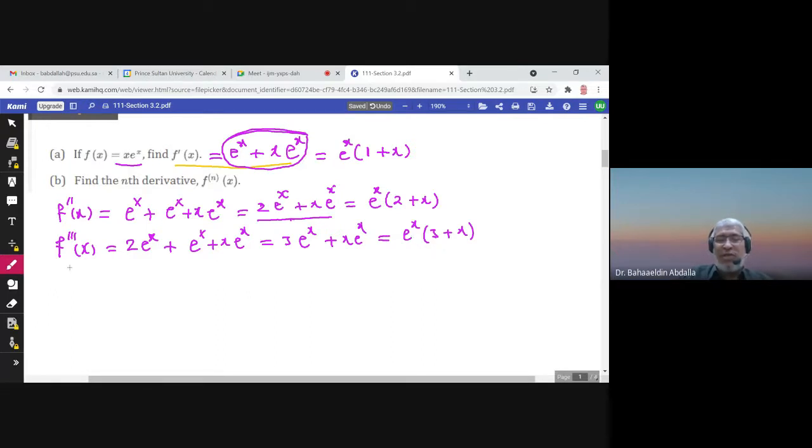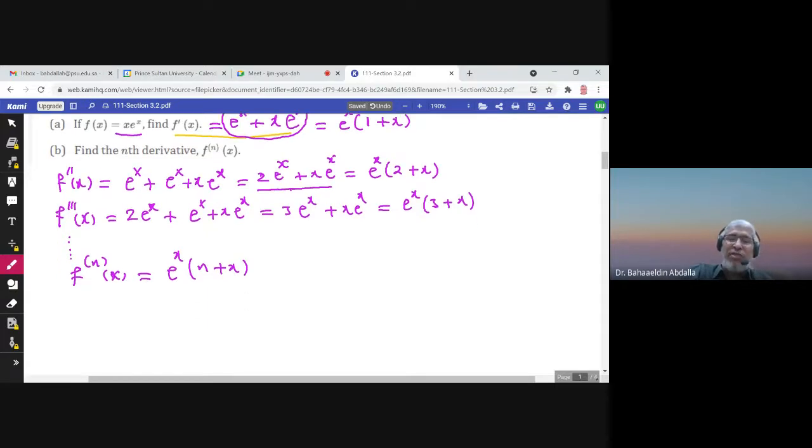So we expect the pattern to go on. And if I ask you what would be the nth derivative of x e to the x if you continue like this, you will say it is e to the x times n plus x. And that's correct. This is the nth derivative of x times e to the x.